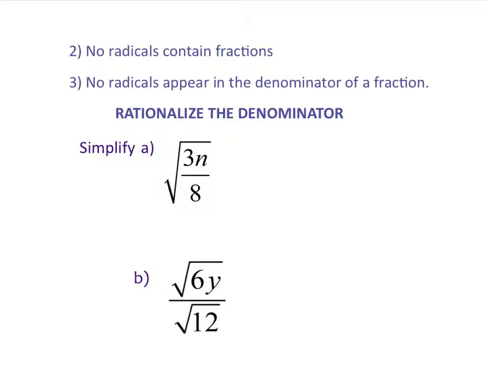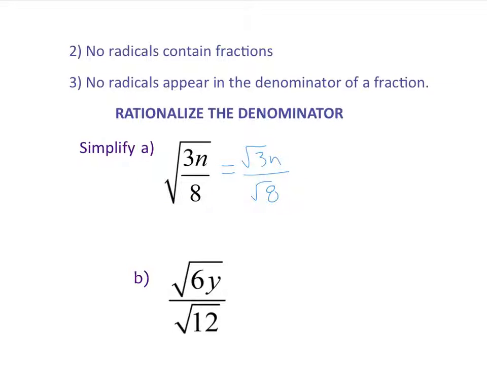So let's look at A. I have 3n over 8, and that's all under the radical. So I can break this down into the square root of 3n over the square root of 8. That means the exact same thing. But this is now breaking a rule because this radical contained a fraction. We just broke it up into the square root of 3n over the square root of 8, but now we have a radical in the denominator.